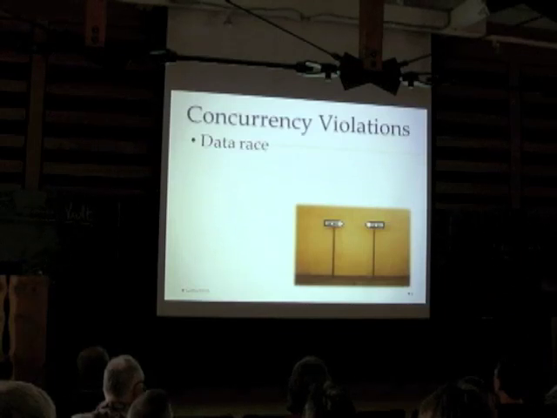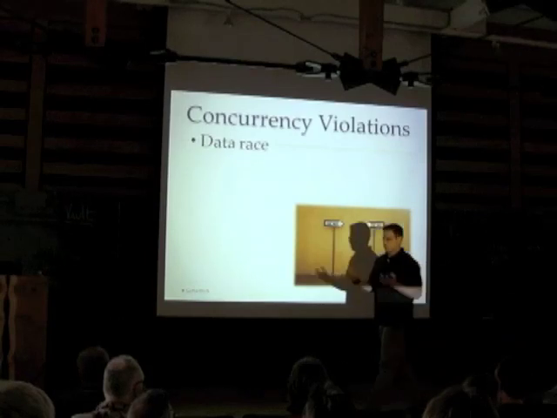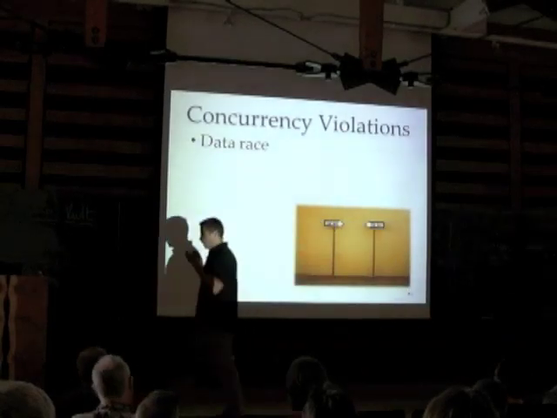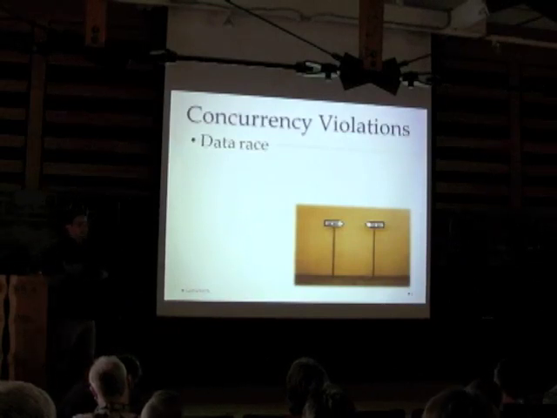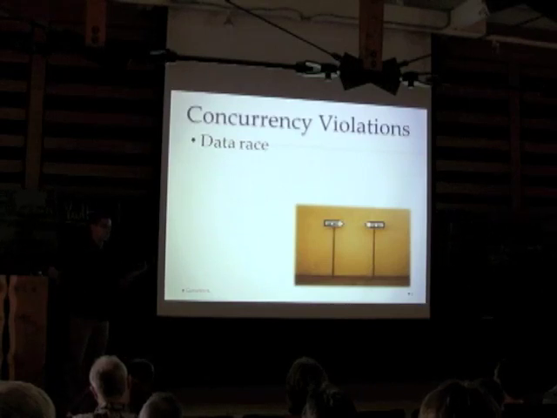The first that we probably all know is a data race. A data race is simply that you have some sort of shared memory in a multi-threaded program where one thread is accessing this in an unsynchronized fashion, and the other thread is accessing it in potentially a synchronized or unsynchronized fashion, but one of them is unsynchronized, and at least one of those accesses is a write.